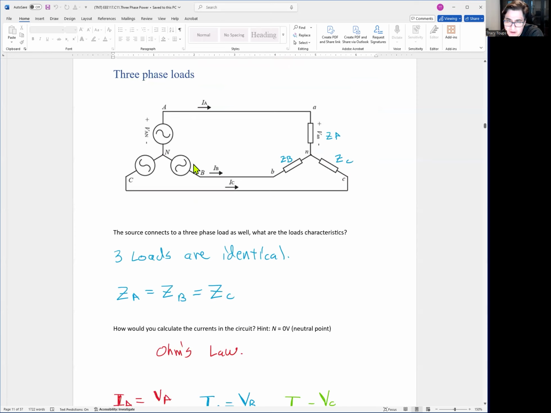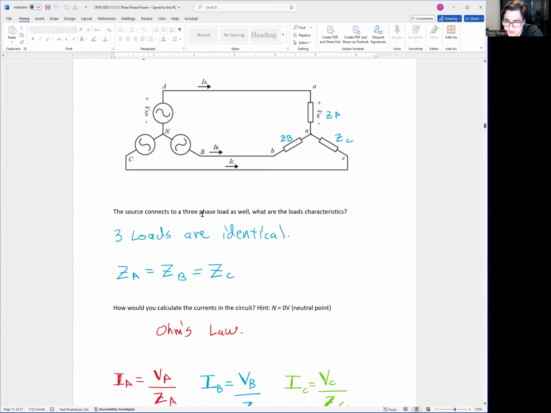All right, so now we have the voltage source. Let's see what a 3-phase load looks like. Notice we have the A, B, and C source. We got a wire going to the load. You have IA, IB, and IC, so you have 3-phase current. And then you've got a load that's ZA, ZB, and ZC. All the loads are connected from each phase to a neutral point. So there are 3 loads, and the source connects to a 3-phase load as well.